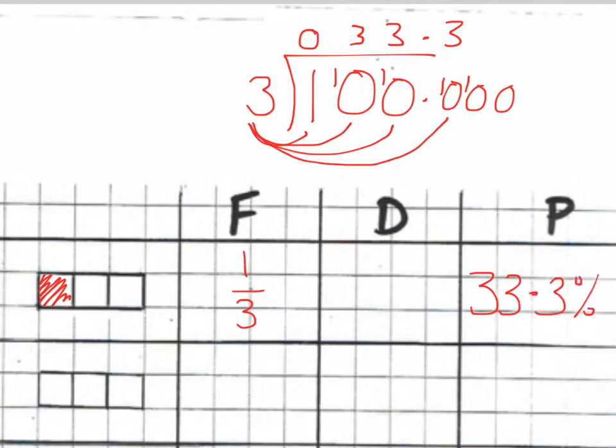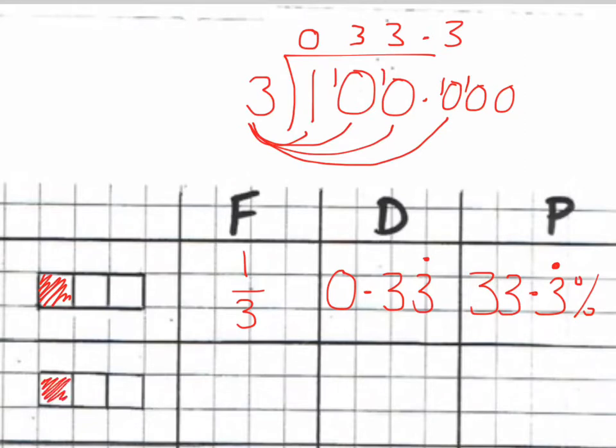33.3%, but up above the final 3 you put a recurring dot, and that means that that digit literally goes on forever. As a decimal, that would be 0.33, and we would put a recurring dot above one of those 3's. For the next one, we're going to double that.